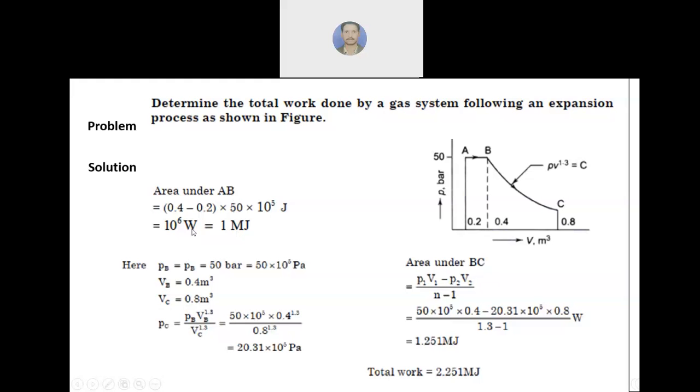Now this is the work done for process AB, and this is for process BC. So the total work done will be the addition of both. We get the total work done, which is 1 plus 1.25, equal to 2.25 megajoule. This is the model. This is the second model of how you will solve the problem.